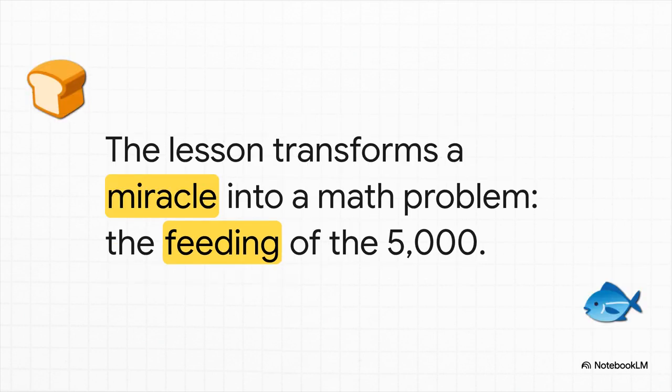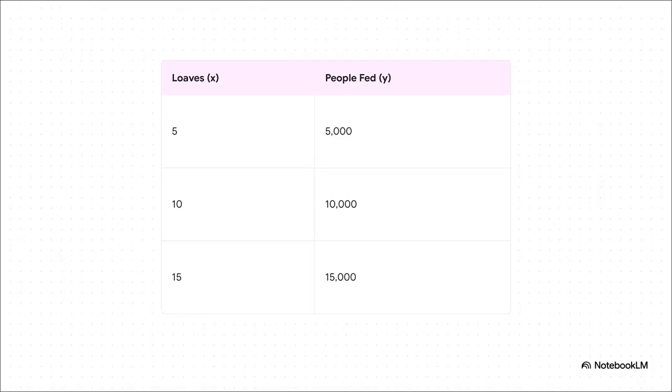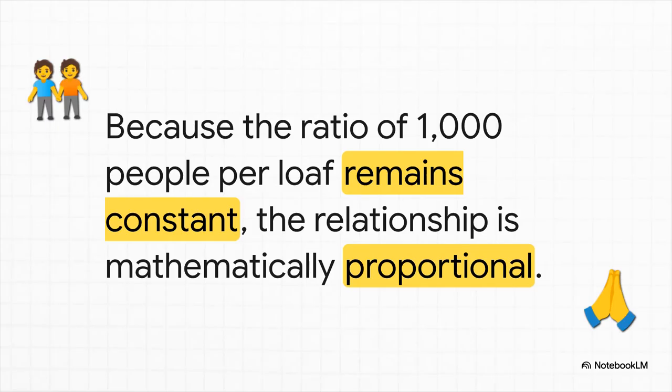Next up, the lesson moves from the pretty practical business of tracking herds to one of the most famous miracles in the New Testament, the feeding of the 5,000. So here, this incredible miracle is framed as a mathematical pattern. They start with what the source text says: 5 loaves feed 5,000 people, and that establishes a ratio: 1,000 people for every single loaf. From there, it's just simple math. 10 loaves would feed 10,000, and 15 would feed 15,000. And because that 1 to 1,000 ratio stays exactly the same, well, the lesson comes to the same conclusion. Mathematically speaking, this relationship is proportional.